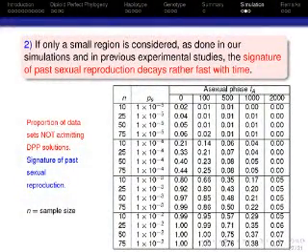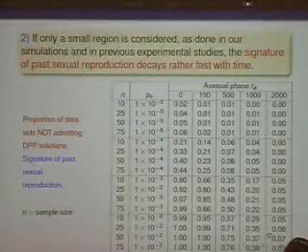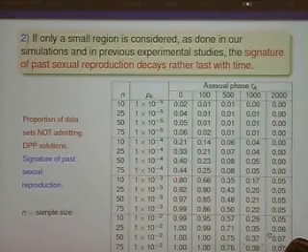And another surprising finding is that the signature of past sexual reproduction decays rather fast with the time. So this is the time when I turned off the sexual phase and went into asexual phase. And after like 500 generations, the signature of sexual reproduction just decays. So how can we make claims about an organism being asexual for 100 million years or 40 million years? So we need to revisit this problem.